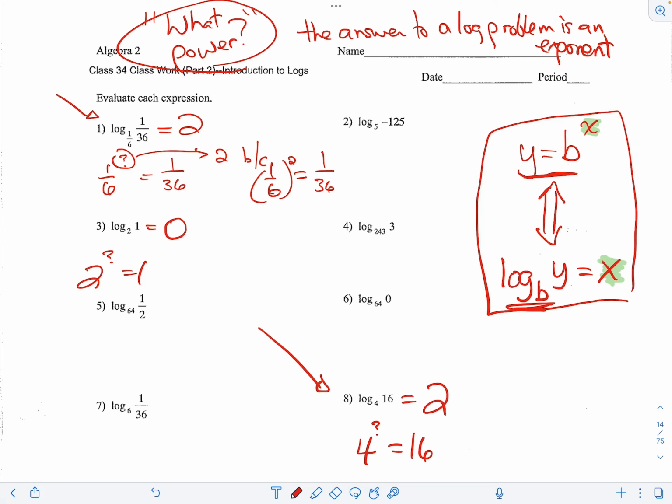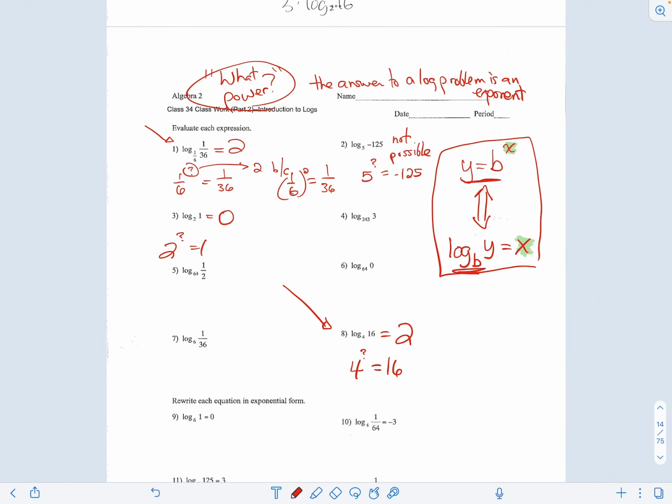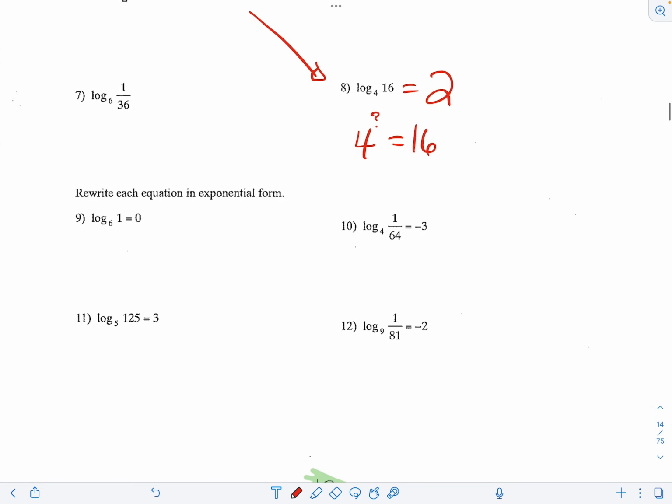Now on number 2, the log of -125 base 5 means 5 had to be raised to some power to yield -125. That will never happen. It's not possible. This page 13 also has you practice rewriting in exponential form. This is just a statement: the log of 1 base 6 is 0. That means 6 to the 0 power equals 1. Number 10, the log of 1/64 base 4 is -3. That's because 4 to the exponent -3 equals 1/64.